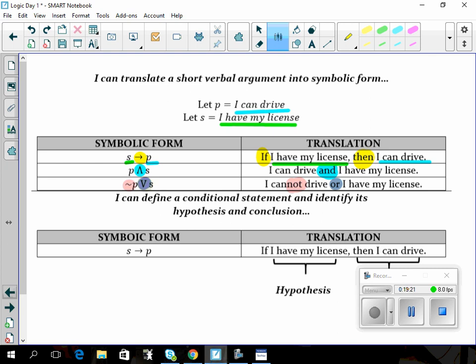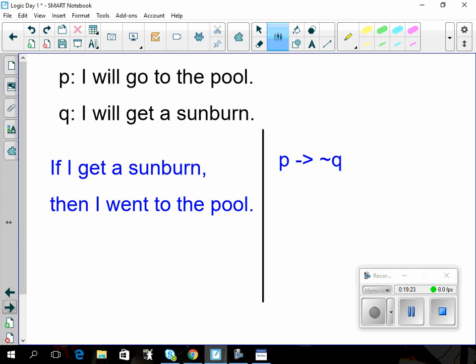Anyway, so I'm kind of getting excited about spring, so I decided to talk about going to the pool and getting a sunburn. Why not? Okay, so what I'd like us to do is, on the left-hand side, put the symbols in. So can we think about what symbols would go with this? If I get a sunburn, then I went to the pool. So what letters and what order and what symbols go on the left-hand side?